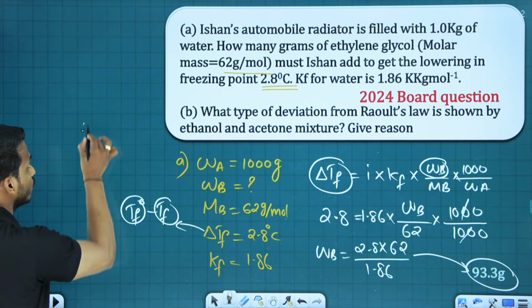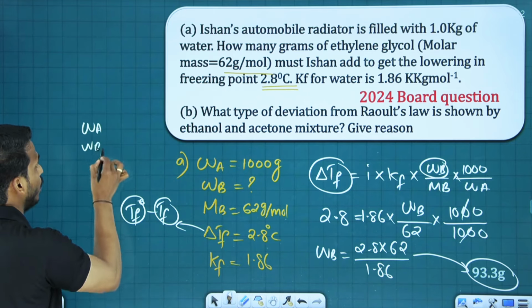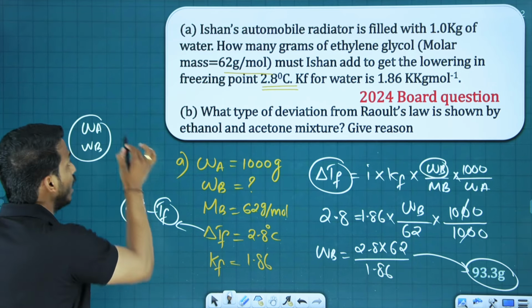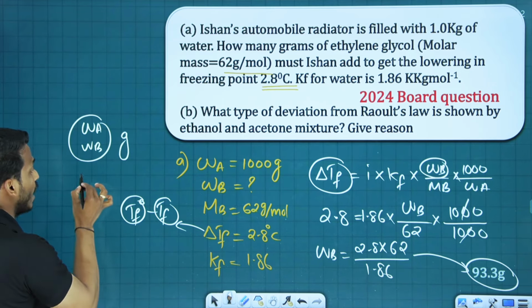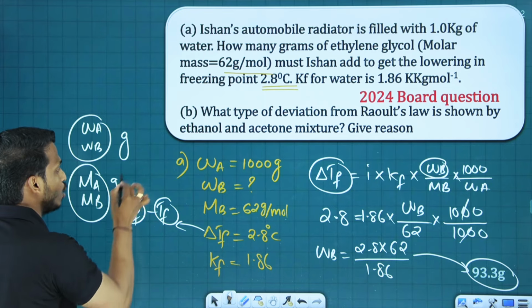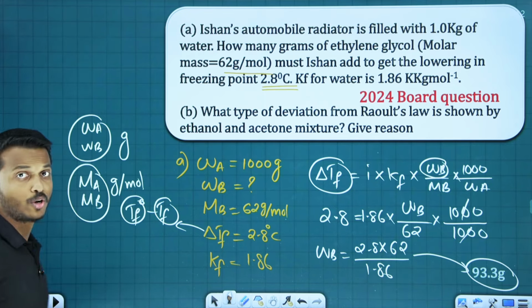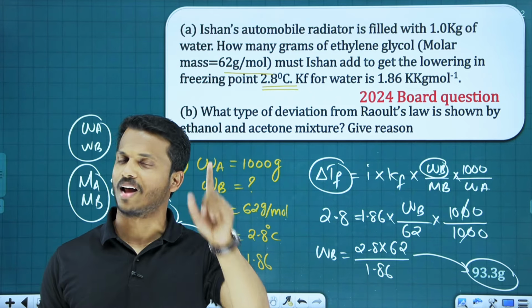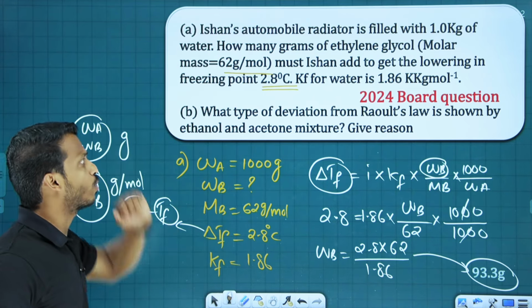Don't forget, WA and WB are weight, right? Its unit is gram, whereas MA and MB are molar mass, right? Its unit is gram per mole. Because if there is a mistake in the unit, they will cut half mark. Careful.